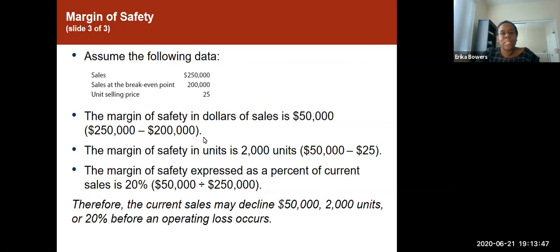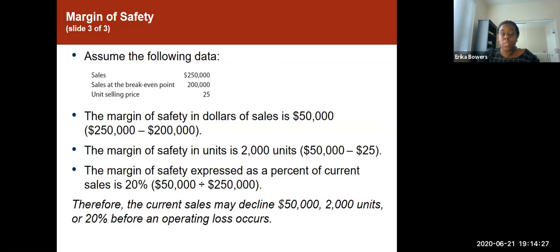And so looking at this data, we have sales of 250, sales at the break-even point, and unit selling price. So the margin of safety in dollars is 50,000. So 250 minus 200, I can only lose 50,000 in sales before I experience a loss. The margin of safety in units is 2,000, and that's 50,000 divided by 25. And then the margin of safety expressed as a percent of current sales, I can only lose 20% of sales before I start operating at a loss.